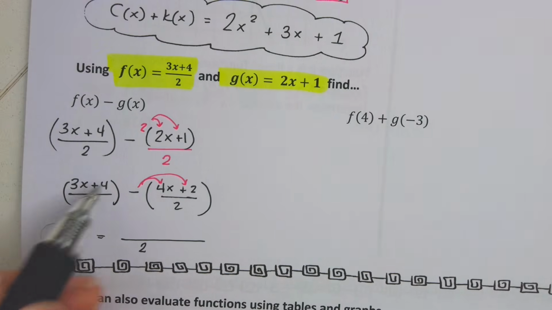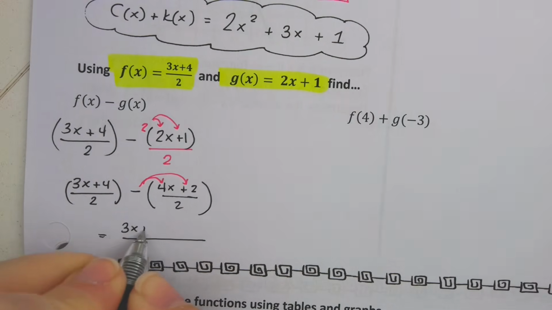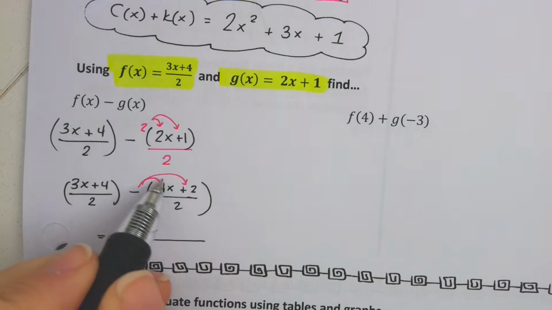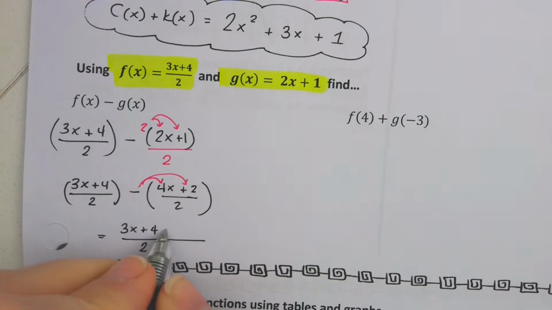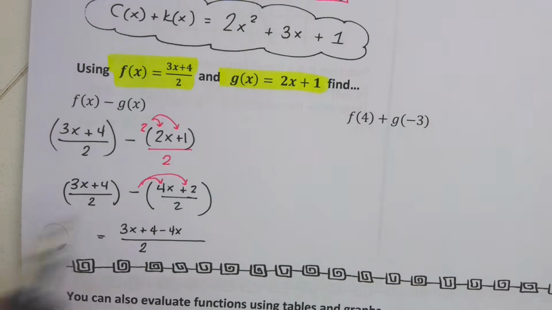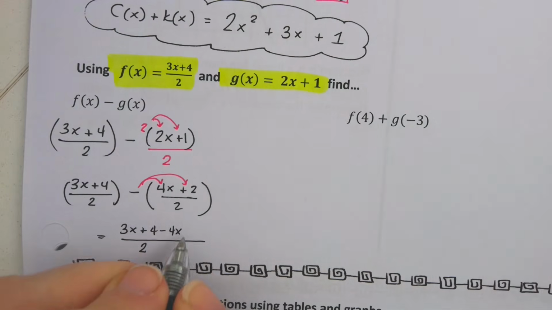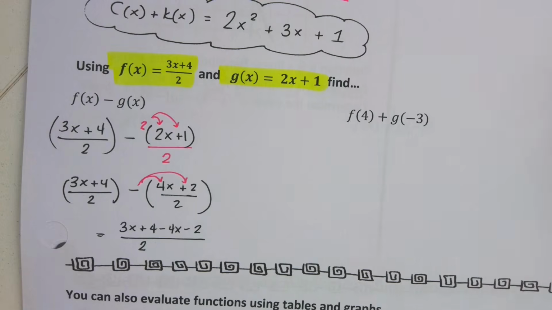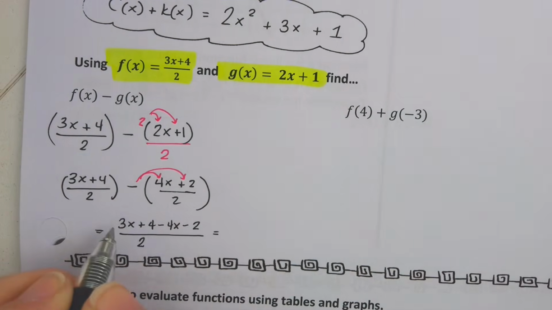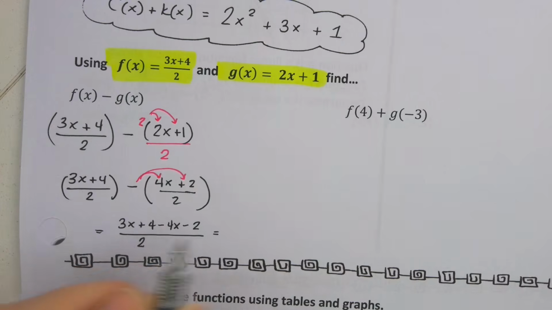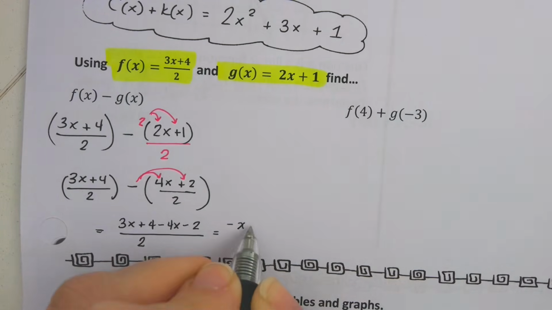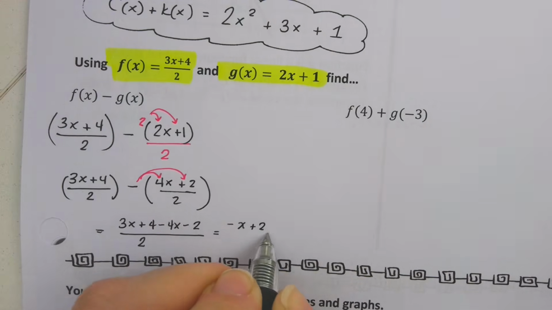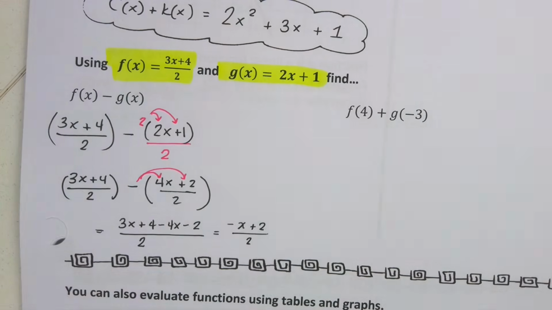So I'm going to have 3x plus 4. And then this negative is going to go to the 4x. Negative times 4x is negative 4x, and negative times 2 is negative 2. We do have a couple of like terms on that numerator, so I'm going to add them together. The 3x minus 4x becomes negative x, and the 4 minus 2 becomes a positive 2. The denominator still stays the same.